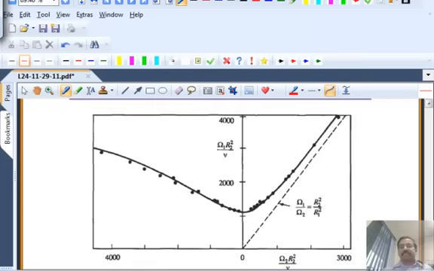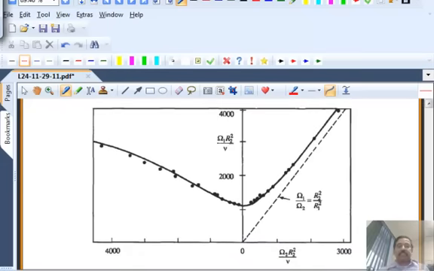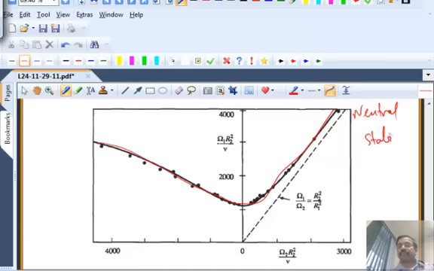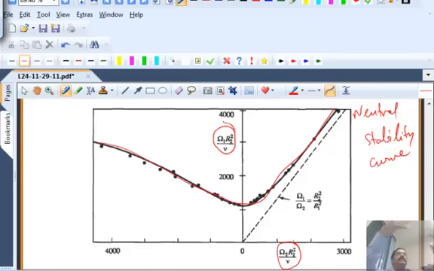Okay, so the system is stable. This is the neutral stability curve, as a function of the rotational speed of the outer cylinder versus the rotational speed of the inner cylinder. Okay, so if you are above that, the system is going to be unstable. If you're below that, it's going to be stable.